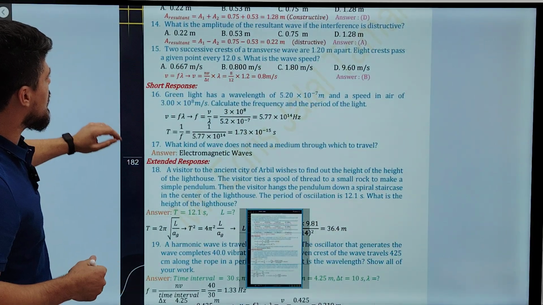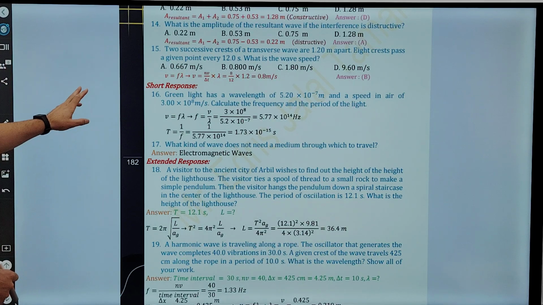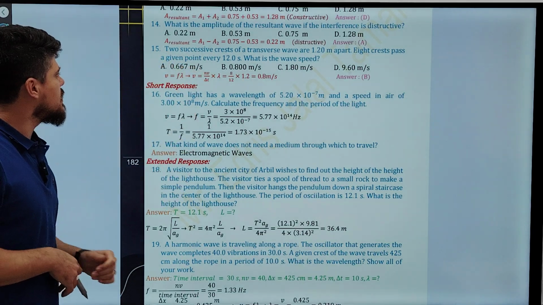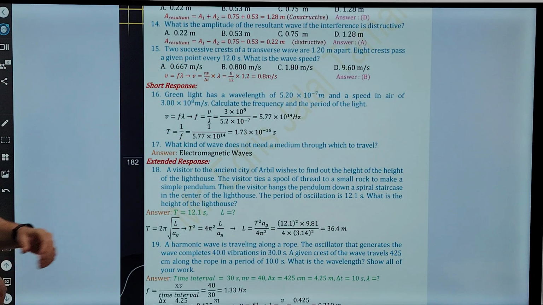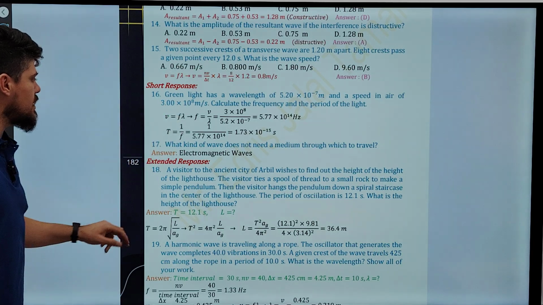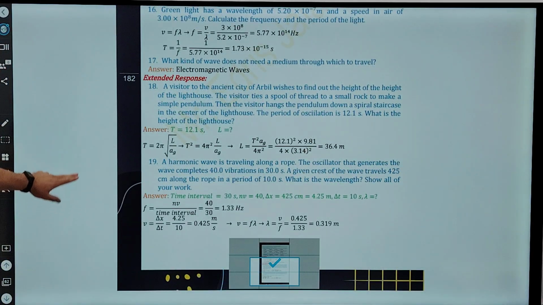Question 15 is like question 12 and question 9. You can find the speed of the wave. And question 16 is too easy. You have to find the frequency, after that the period.